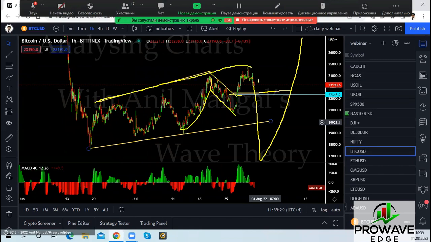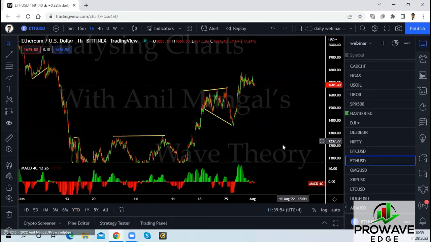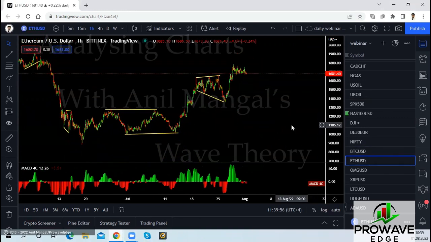Now this looks very much like a sell setup. Very, very much like a good sell setup. So I wouldn't be surprised if they drop. And same for Ethereum. Oh, actually, this has a buy setup.